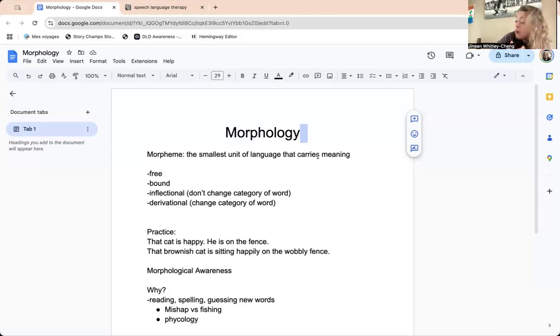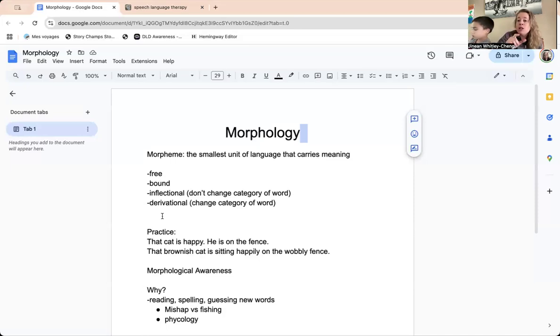Whales, that's a noun. But we have other kinds of morphemes that can change the type of word that it is. So if I say happy, happy is an adjective. It's describing something, maybe the happy child or the happy whale. But if I add ly to the end, I can turn it into an adverb. So it's describing an action. The whale swam happily through the water. So those are derivational morphemes.